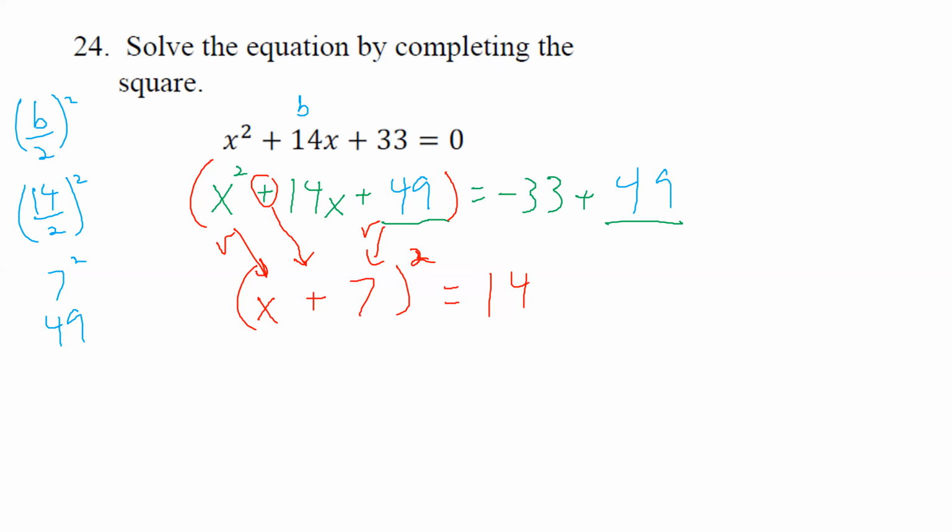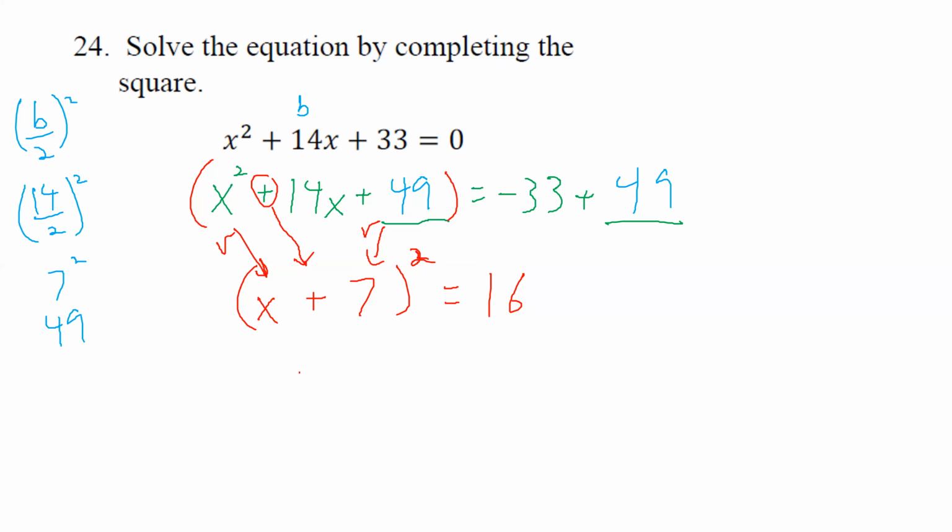Did they give me something that doesn't work out very nicely? We're on 24. Oh, I lied. That's not 14. I didn't even double check my work. I should have. All right, try that again. 49 minus 33 would be 16. Now it should work out nicely.